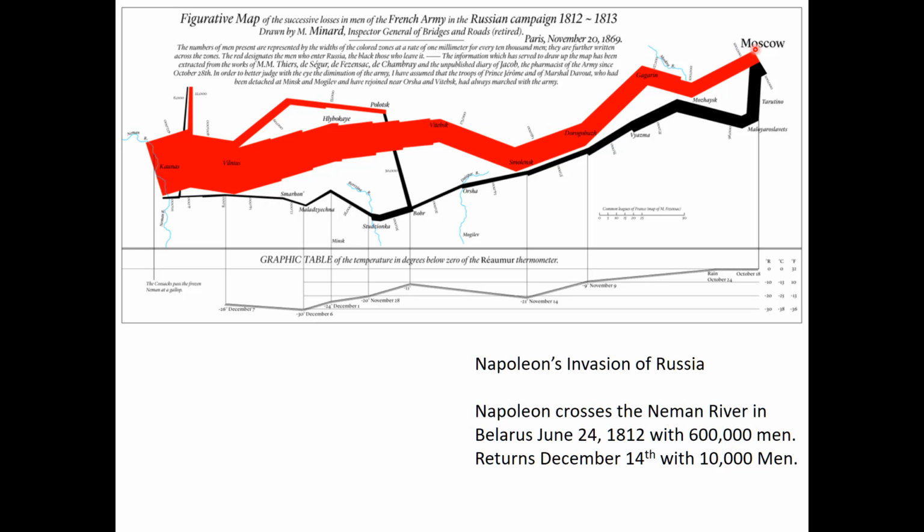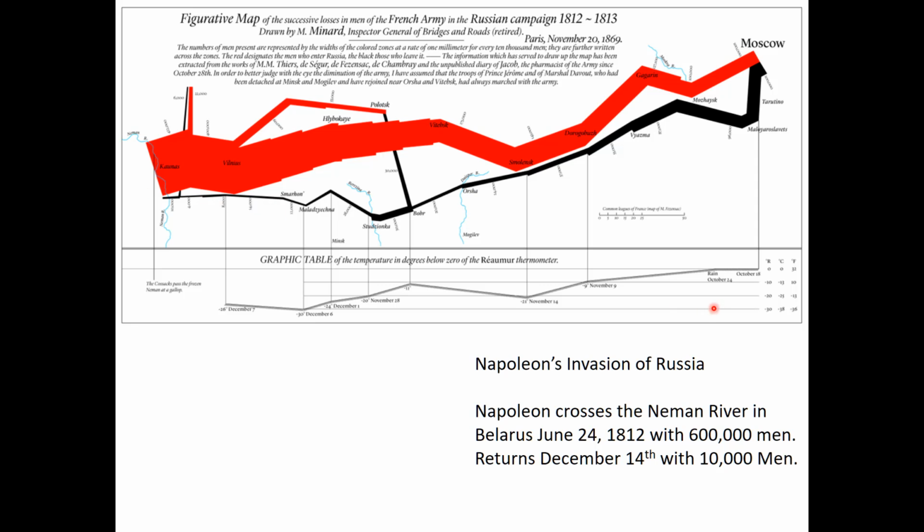And this is Moscow. And so what we can see here is that as Napoleon marches into Russia, the width of the line becomes narrower and narrower. And by the time he reaches Moscow, it's diminished a lot. And on his way back, it gets even narrower and narrower.